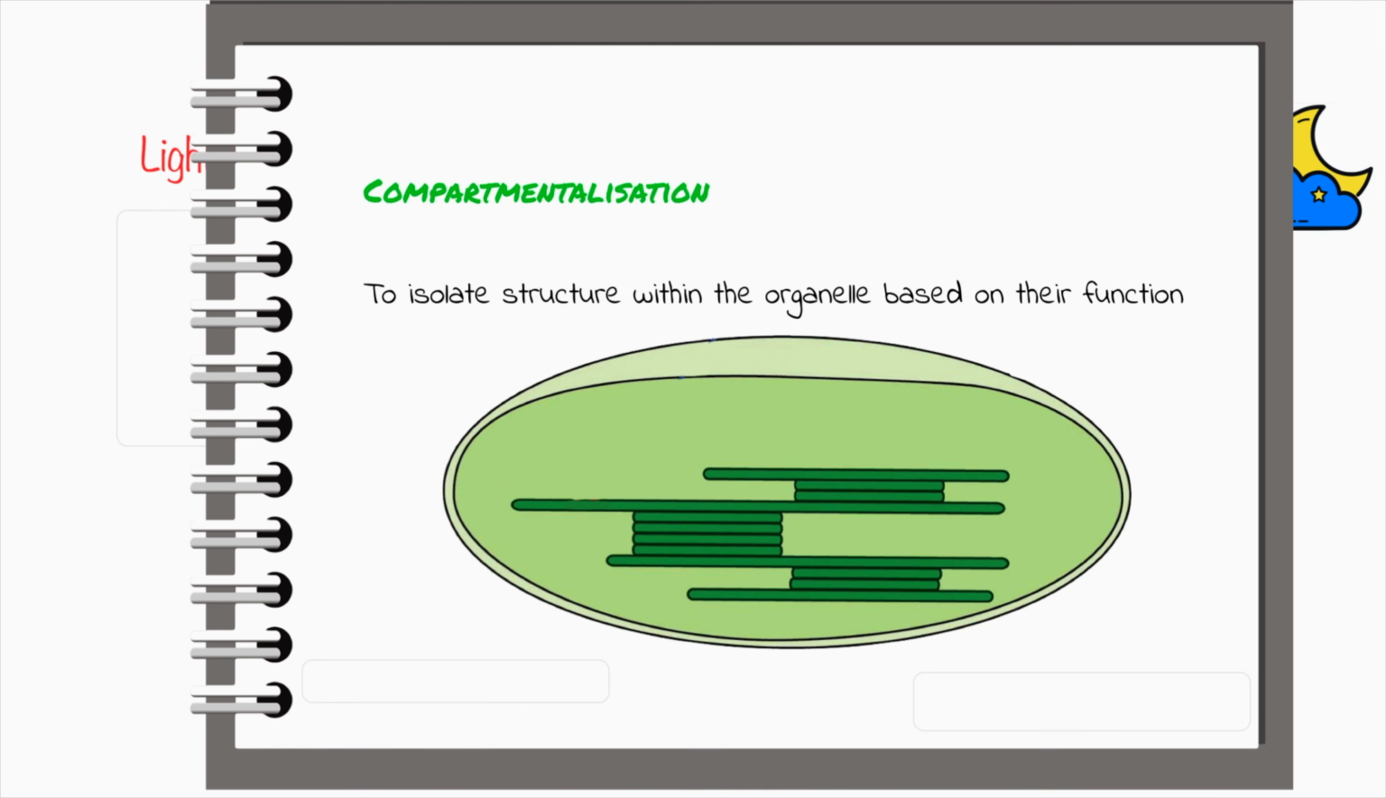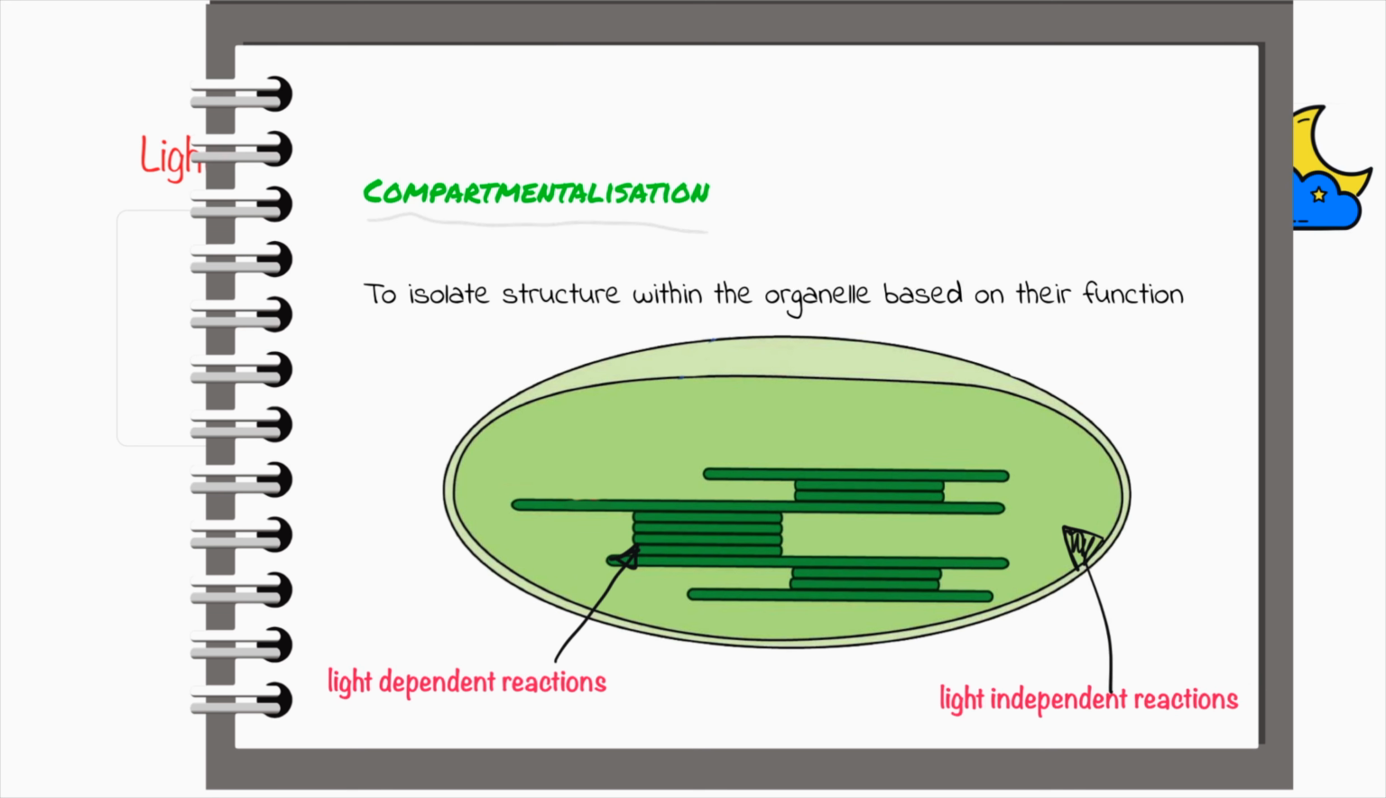We're going to look at a new term. This is known as compartmentalization. Compartmentalization is the fact that the chloroplast is divided into two main parts. You have the thylakoids. That's where the light-dependent reactions take place. Those are the reactions that directly require light to take place. And you have the light-independent reactions that take place in the stroma. So those light-independent reactions do not directly need light, so they can still occur day or night.